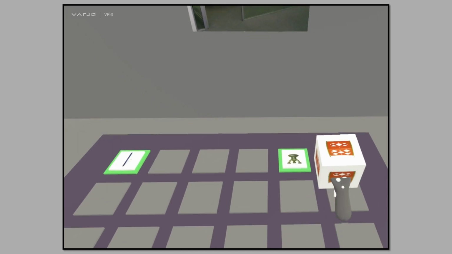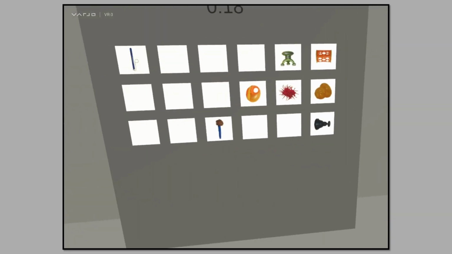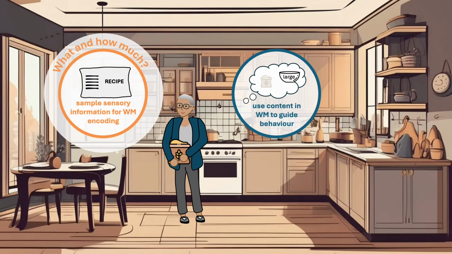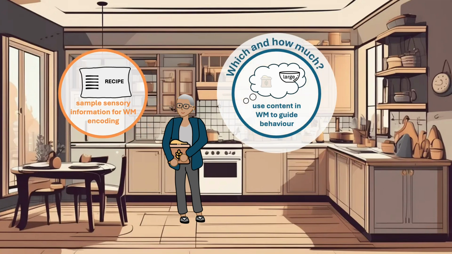Importantly, compared to traditional memory tasks, participants could freely structure their behaviour. This freedom is important because it's representative of our flexibility in coordinating when to sample new sensory information and when to rely on memory to guide behaviour. We constantly decide what to sample, how much, for how long, and how often. At the same time, we determine which and how much information to use from memory.